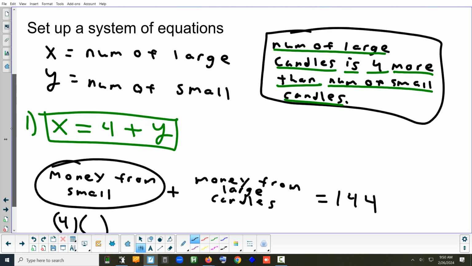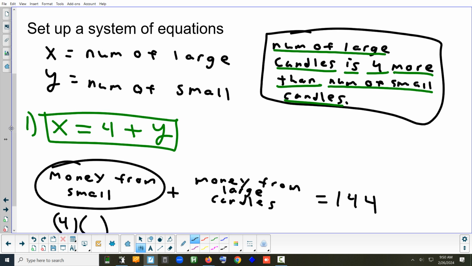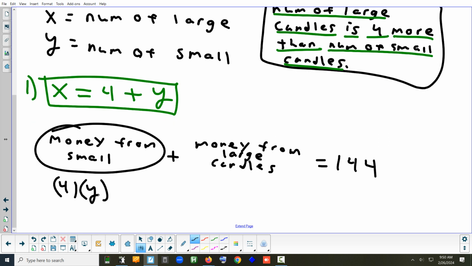And how many small candles did we sell? We don't know, but how did we represent it? Y. Can't you just divide it by 2? Divide 144 by 2? No, we can't divide it by 2. Why would we divide by 2? You said you sold 4 more large ones. You would get 72, then 96. All right. Well, let's see if we get the same answer.